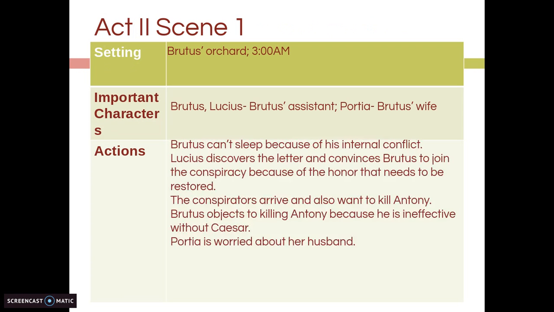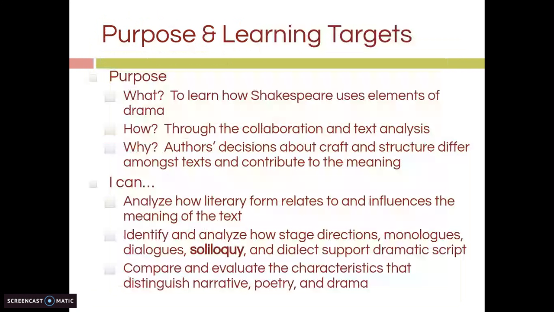Brutus thinks it is, but these are the letters that Cassius wrote that Cinna delivered to his house, telling Brutus, you know what, we need you for your honor. All right, honor needs to be restored for Rome. We need to take out Caesar. So the conspirators then will arrive, and they also find out that they want to kill Mark Antony. Brutus doesn't want to kill Mark Antony, believes he's ineffective without Caesar, and then you'll see how Portia is worried about her husband. But we're just going to focus on the soliloquy.